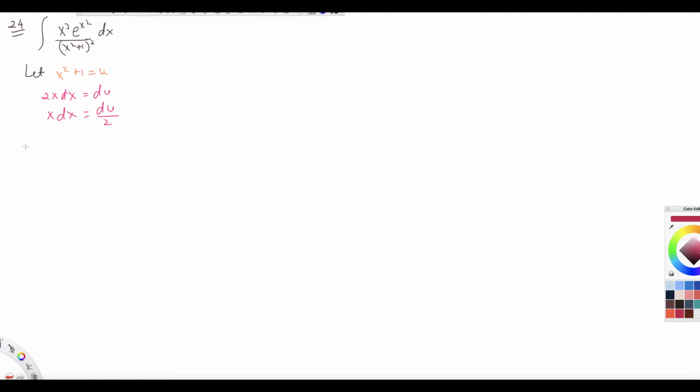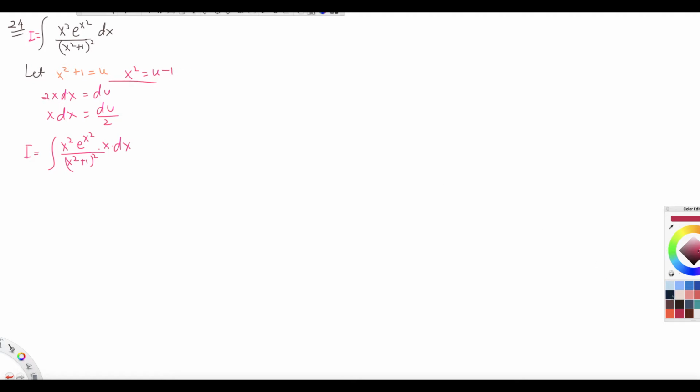So this integral, let me denote this by I. You can write I equals the integral of x squared e to the x squared divided by (x squared plus 1) squared, times x dx, because I want to write it in that format. So if you plug in x squared plus 1 equals u, what will x squared be? x squared will be u minus 1, right? From here.